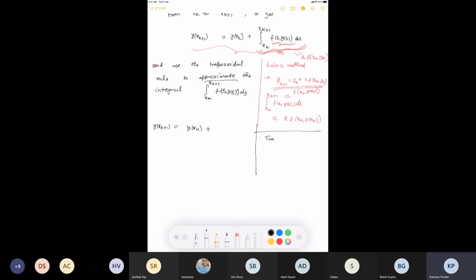Can any of you recall? Suppose I want to integrate the function g on the interval [a, b]. So what is the trapezoidal rule? It is (b minus a) times (g(a) plus g(b)) divided by 2. Either way, I can keep the 2 here: g at a plus g at b.